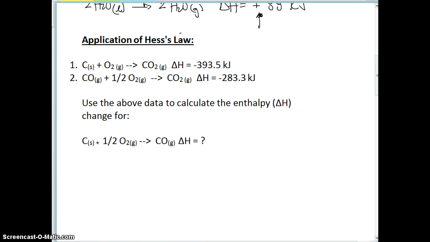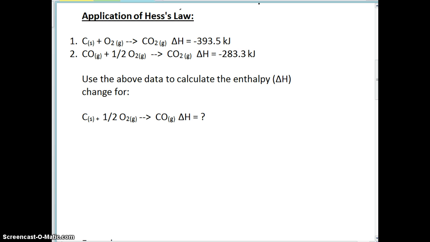And so let's get down here and let's talk about an application of Hess's law and how we deal with this. So what's happening here is we're given two reactions, this reaction here and this reaction here, and we need to manipulate them, or maybe not manipulate them, so that we end up with this final reaction right down here, which is carbon solid plus a half a mole of oxygen yields carbon monoxide. That's what we're ultimately trying to get to. And we need to figure out how we're going to manipulate these equations to get to that, and cancel some stuff out too. So let's go back up here and look.